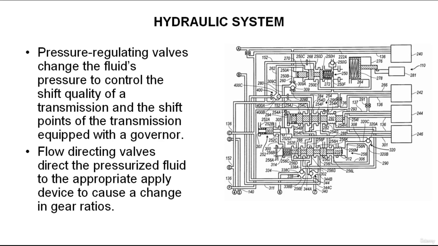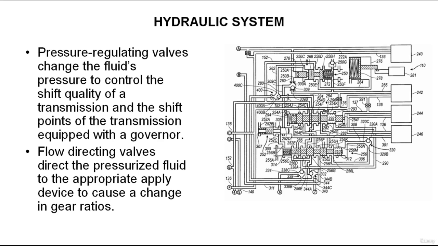The reservoir for ATF is the transmission's oil pan. Fluid is drawn from the pan and returned to it. The pressure source is the oil pump. The valve body contains control valving to regulate or restrict the pressure and the flow of fluid within the transmission. The output devices for the hydraulic systems are the servos or clutches operated by hydraulic pressure.